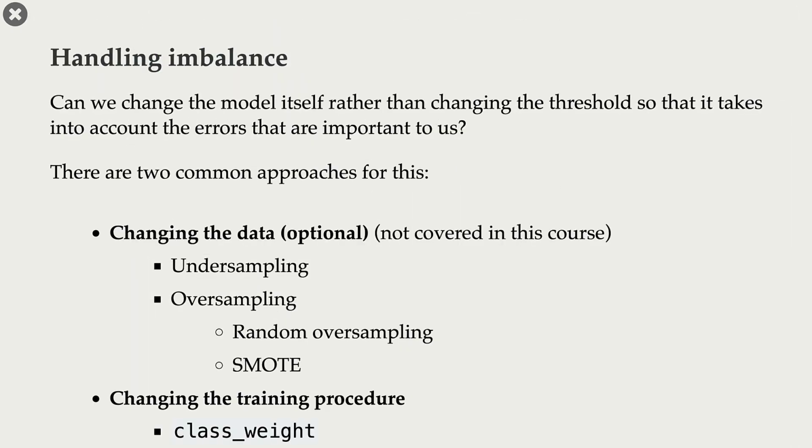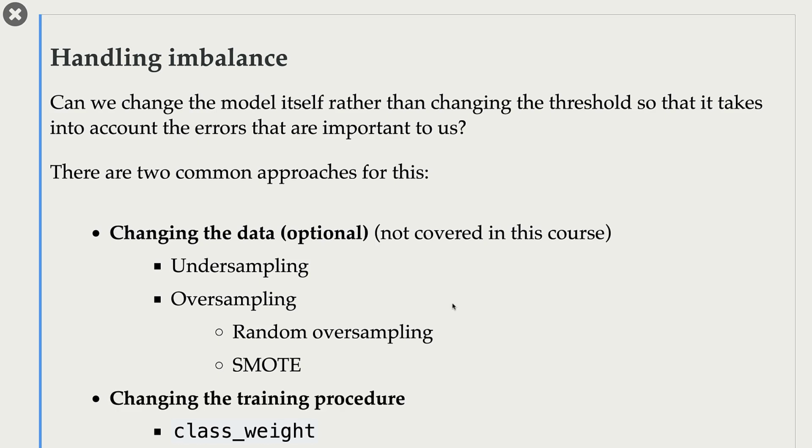Now, instead of changing the threshold, we can also change the model itself so that it takes into account the errors that are important to us. How can we do that? There are two common approaches for this. The first one is by changing the data, that is undersampling the data, oversampling the data so that we have balanced classes. And the second approach is changing the training procedure. Now, in this particular class, we are not really going to talk about the changing the data approach. We are only going to briefly talk about changing the training procedure approach.